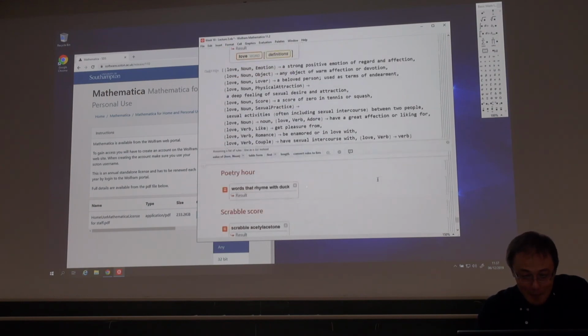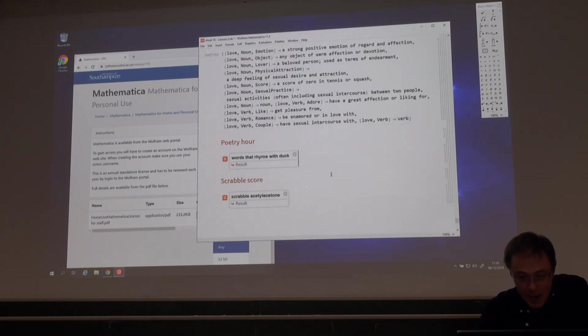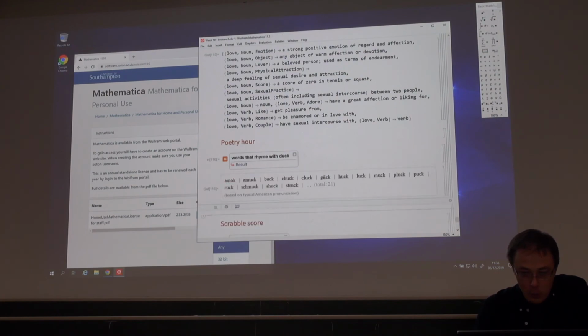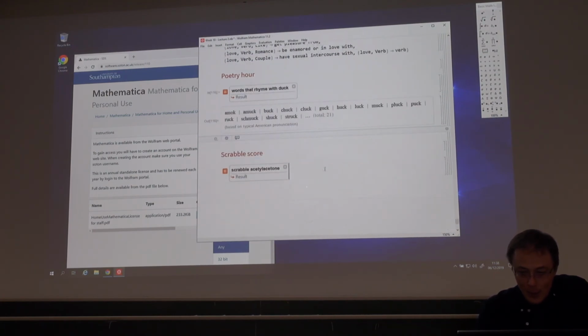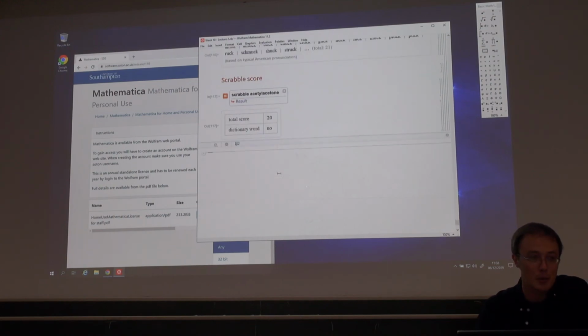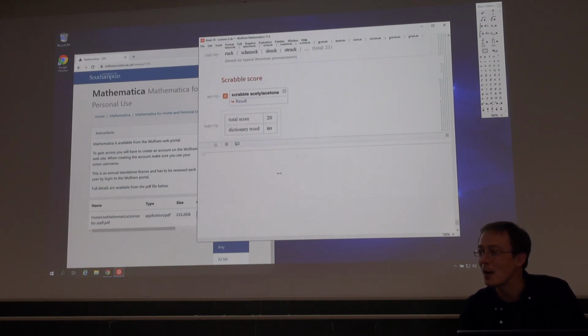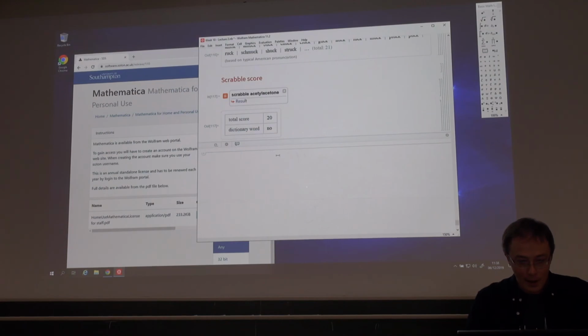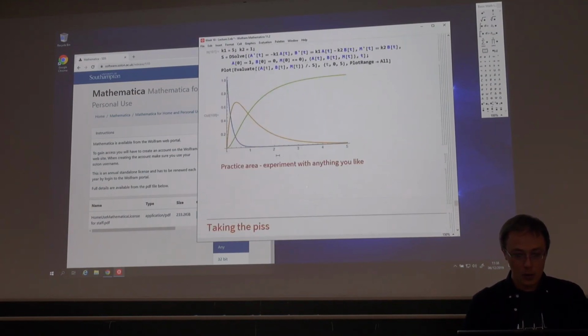Presumably, words that rhyme with duck, the obvious one is missing from the list. Scrabble in here and so on. So acetyl, acetone, you probably wouldn't find in the standard Scrabble dictionary. And so on and so forth.